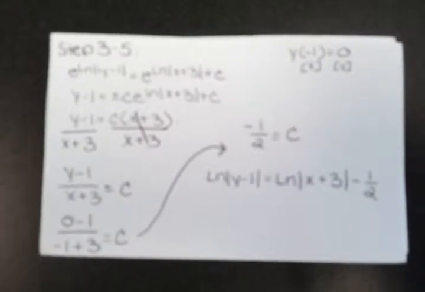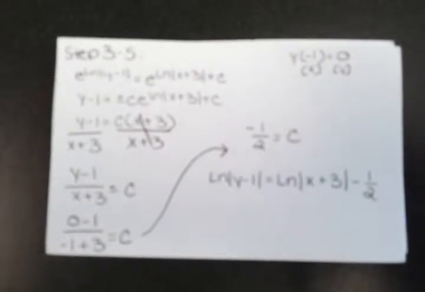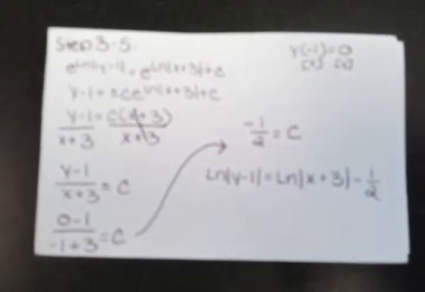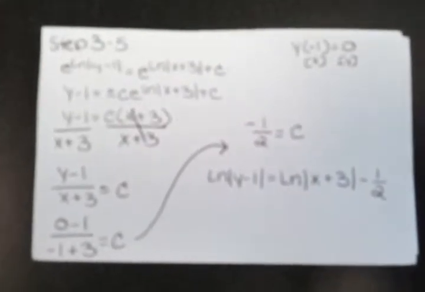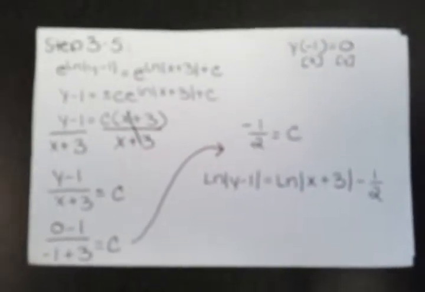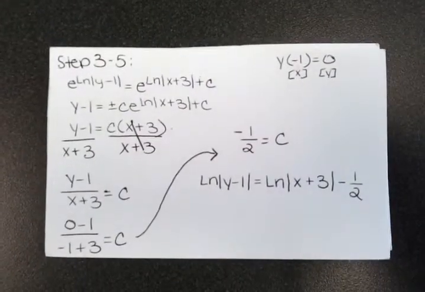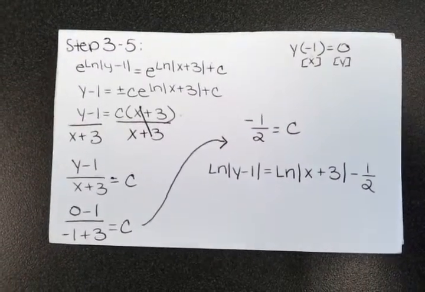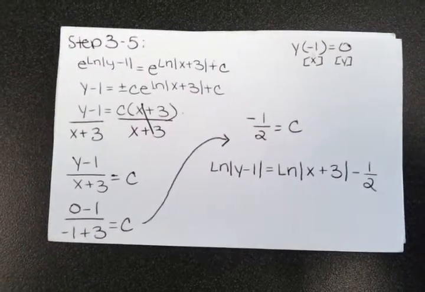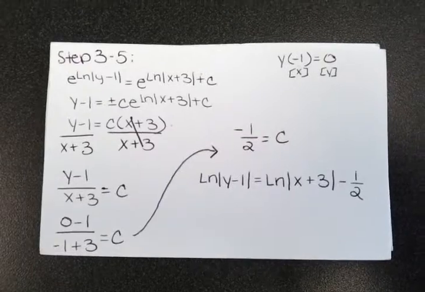Next, to find the value of c, you will need to integrate the values from the implicit general solution. Now you will need to get c by itself. Once c is by itself, you will substitute in the values for x and y. Once you have a value for c, you will substitute it into the implicit general solution.